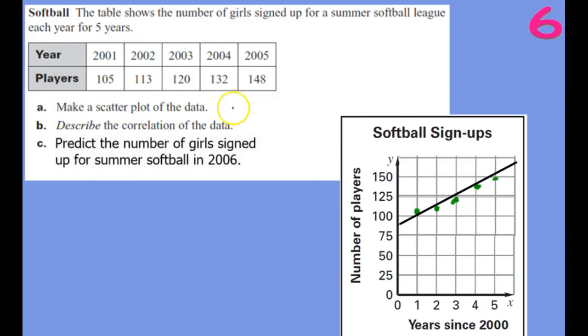So we did the A, we made the scatter plot. B, we need to describe the correlation. So this looks to me like it's going uphill. So every year, the number of players goes up. So we have a positive correlation. So for B, we would say it's positive. A positive correlation or positive relationship.